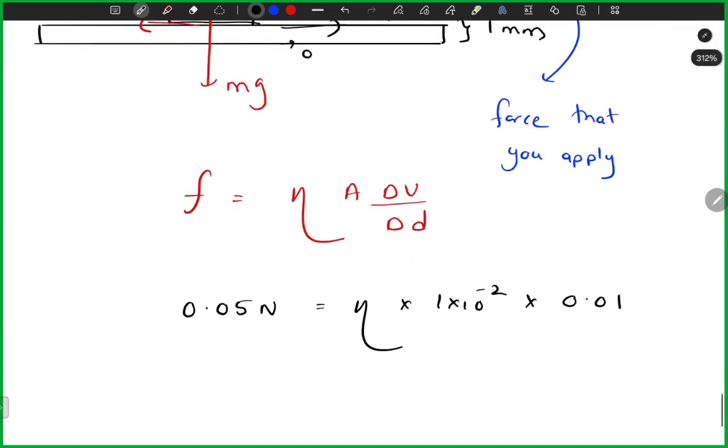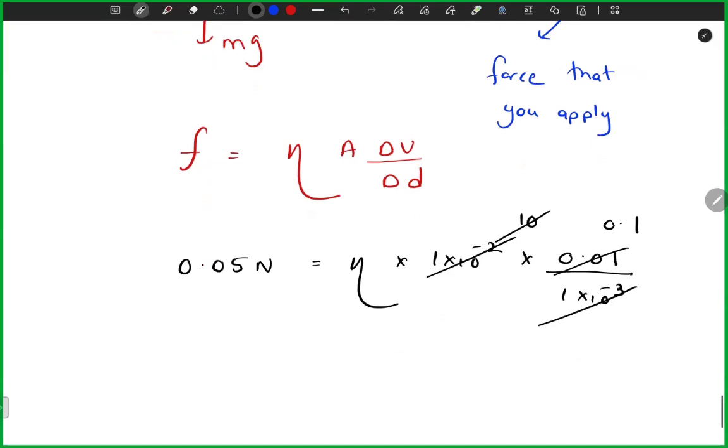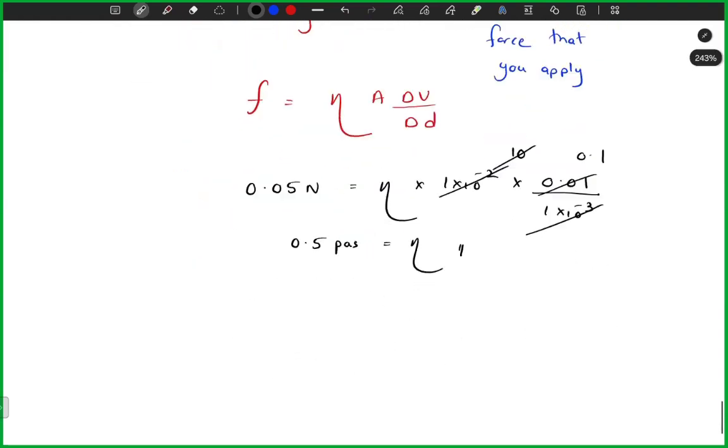Then 0.01 minus 0 divided by what? The gap. Gap is 1 millimeter. I need to convert that into meters. 1 times 10 to the minus 3 meters. Then you see this is going to be 10. And this 10 and this 0.01 becomes 0.1. Then what happens? We can multiply both sides by 10. Then 0.05 times 10 is 0.5 Pascal seconds, which is equal to what? Eta. Okay? Understood? Yeah, sir, understood.